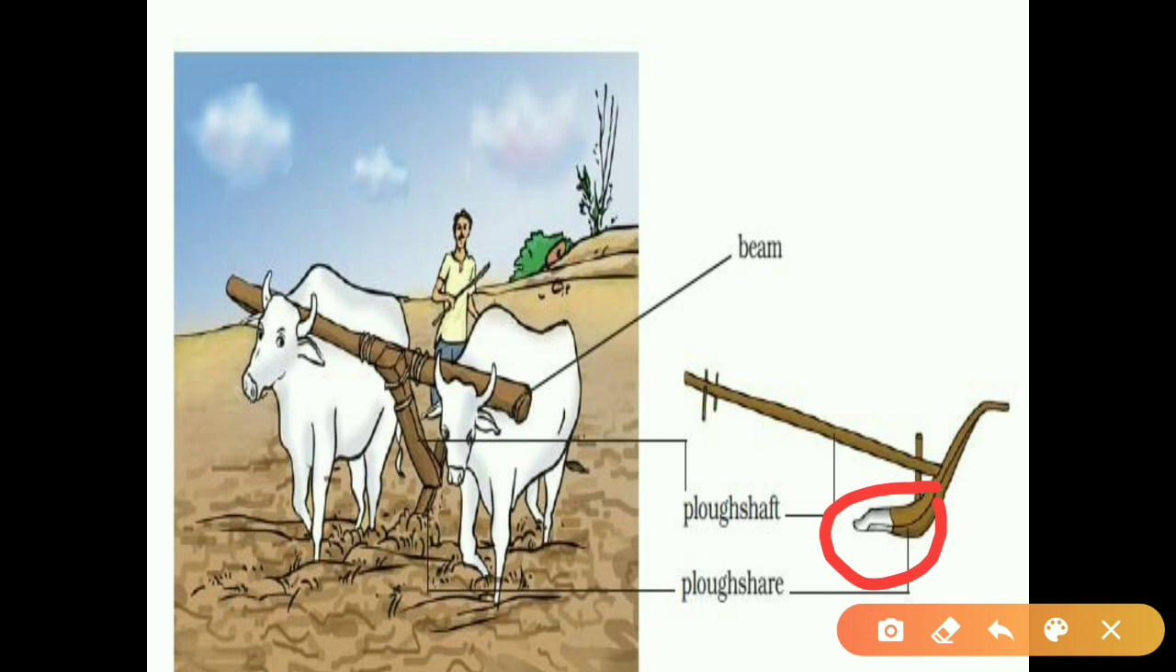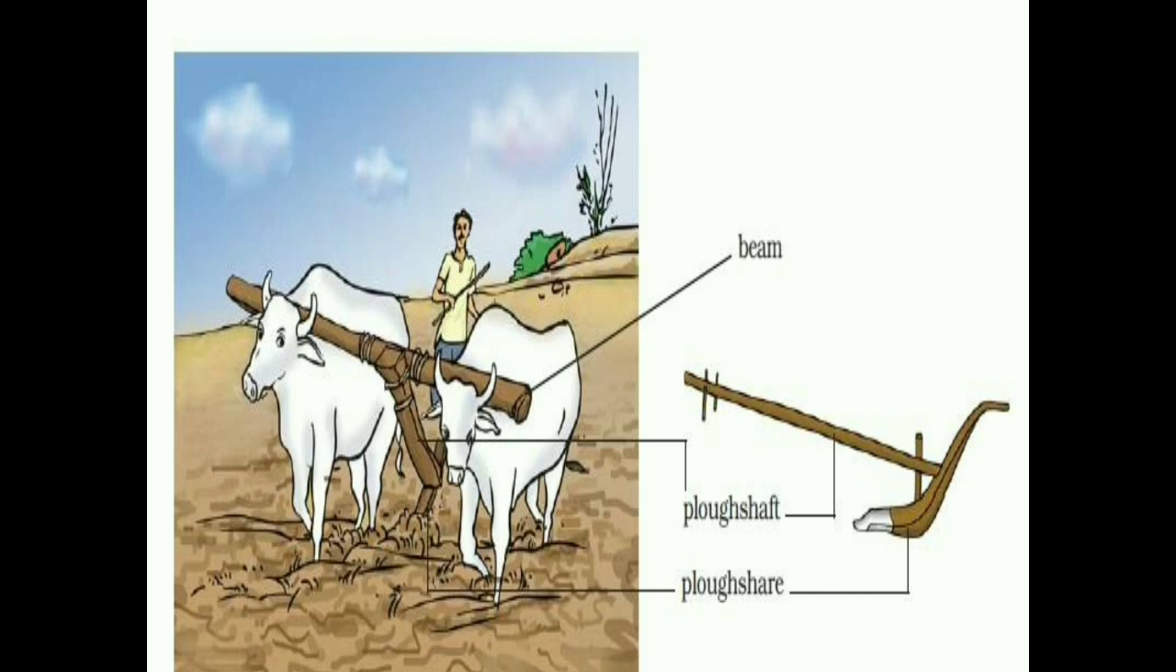The other end of the plough shaft can be attached to the wooden beam which is fixed at right angles, and this beam is placed over the neck of the bullocks so as to pull the plough. You can see the beam over here. This is a beam which is placed on the neck of the bullocks.